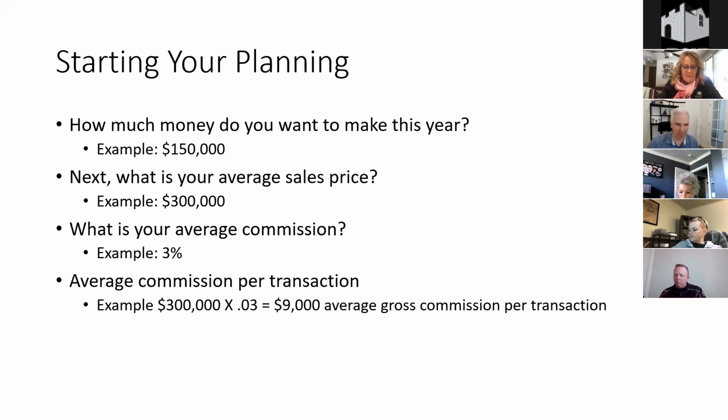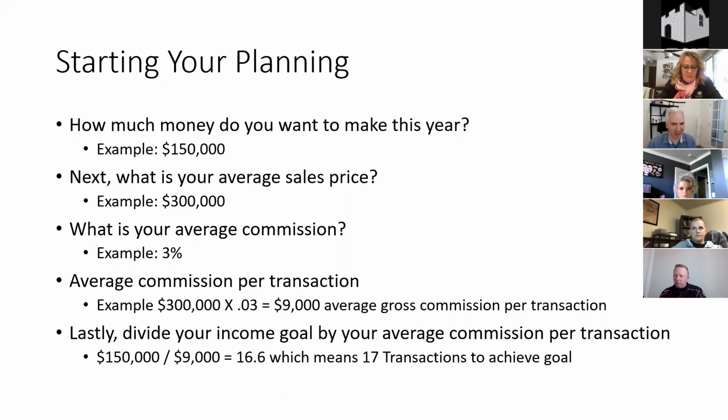And then from there, frankly, it's just simple math. I'm going to take my income goal, that was the very first line, and divide by my average commission per transaction. So in this example, if I'm earning on average $9,000 per transaction, and I want to make $150,000 this year, it's 150,000 divided by 9,000. The math on that comes out to 16.6, and you can't have 0.6 of a transaction, so we just round up. It's going to take me roughly 17 transactions to get to where I want to go. Now, obviously, these numbers are being calculated based on gross commission.